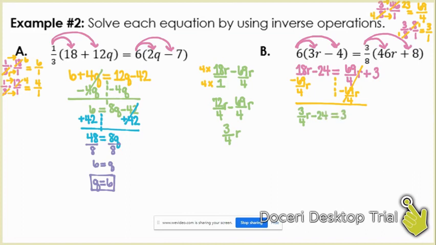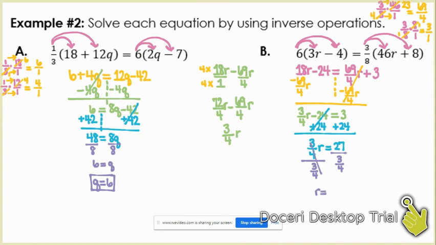I now have a two-step equation. We're still going to use those order of operations in reverse order, and we're going to use the inverse operation. So I'm going to undo subtraction with addition, and what I do to one side, I have to do to the other. So I'm left with 3/4 r equals 27. And my last step is to undo that multiplication. The 3/4 is connected by multiplication. The inverse of multiplication is division. So I have to divide 27 by 3/4.